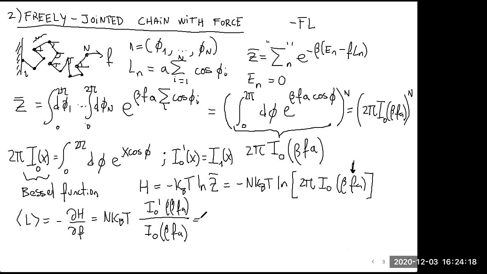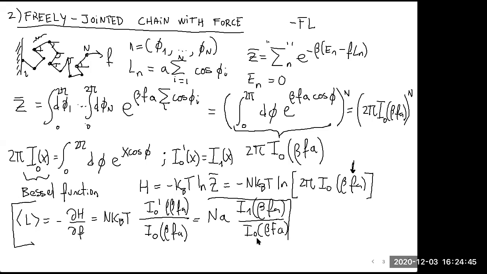It's another Bessel function. Now we are taking the derivative with respect to f, so there is the beta a that comes out, beta cancelled with kBT, so it's Na I1 of beta fa divided by I0 of beta fa. And this is a nice result because we get the average length of the polymer in terms of the different parameters of the system. So this will be the average length calculated over all possible configurations of the polymer.